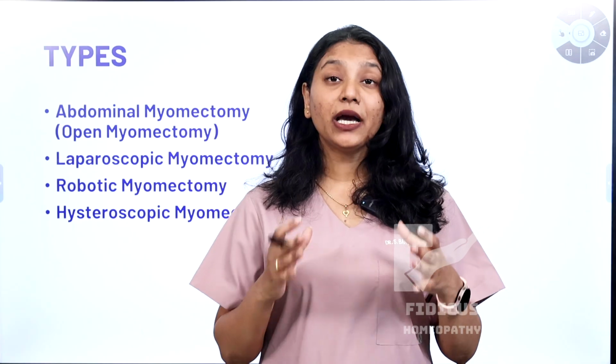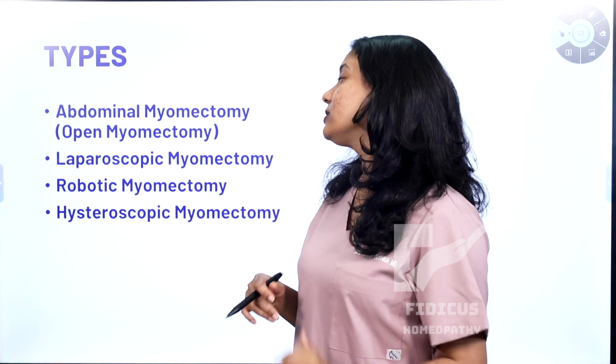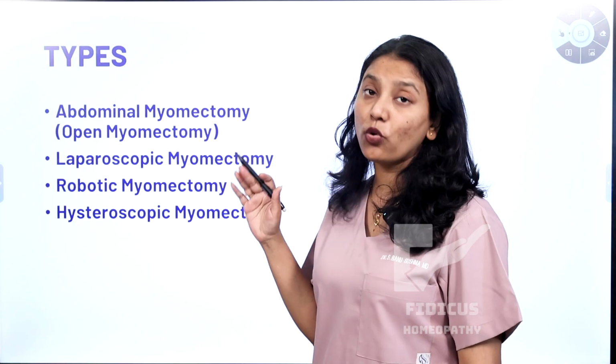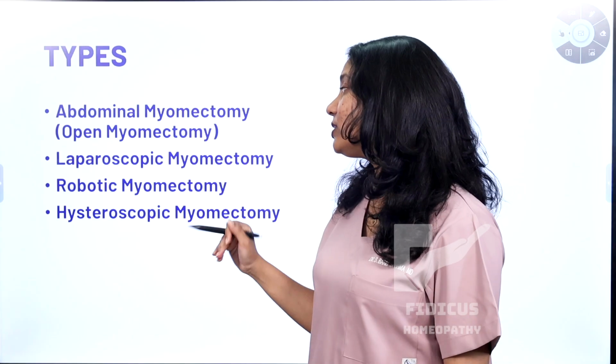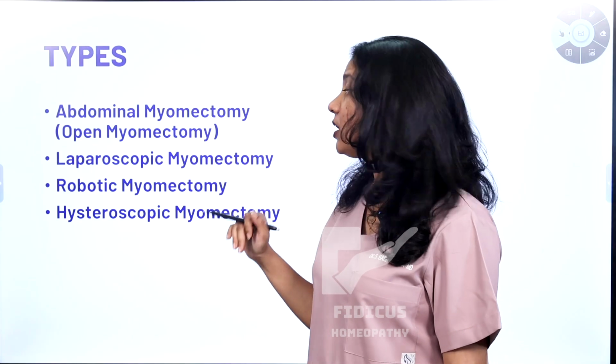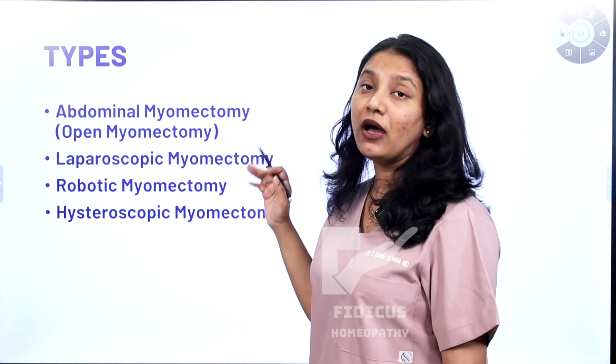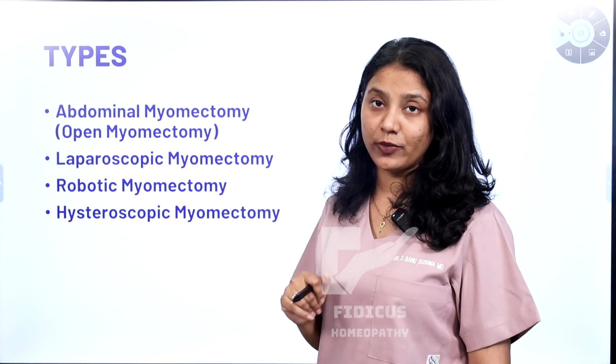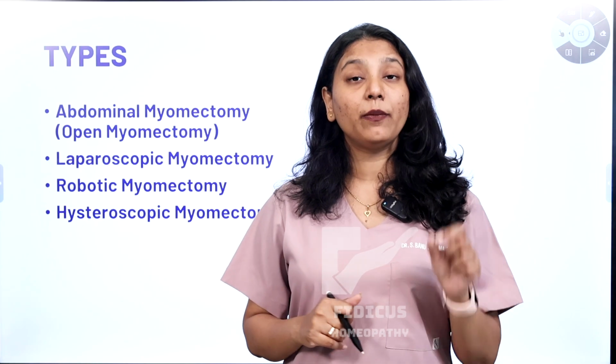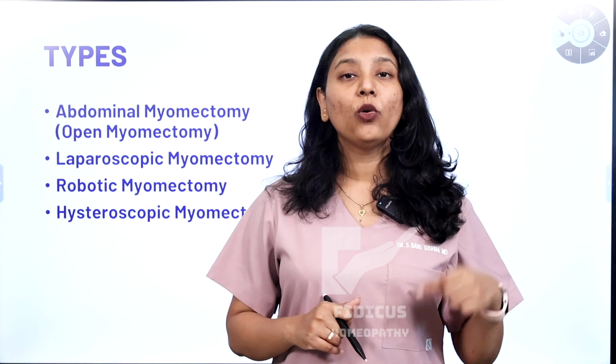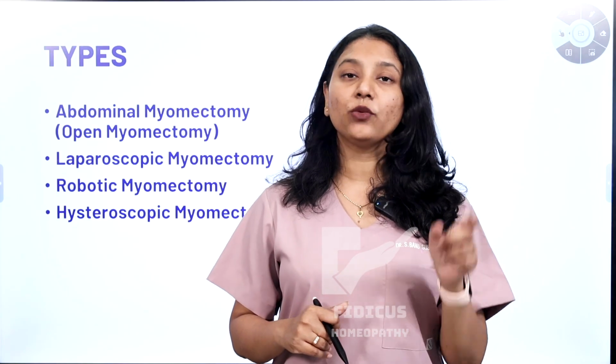Now let us know about the types of myomectomy. The first type is called abdominal myomectomy or open myomectomy, and the second one is called laparoscopic myomectomy. The third one is called robotic myomectomy, and the fourth one is called hysteroscopic myomectomy. Let's go deep into the topic about these types of myomectomy to know what their uses are, when they should be performed, and what their side effects are.